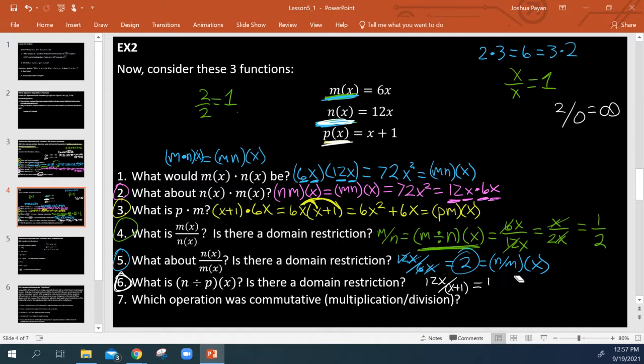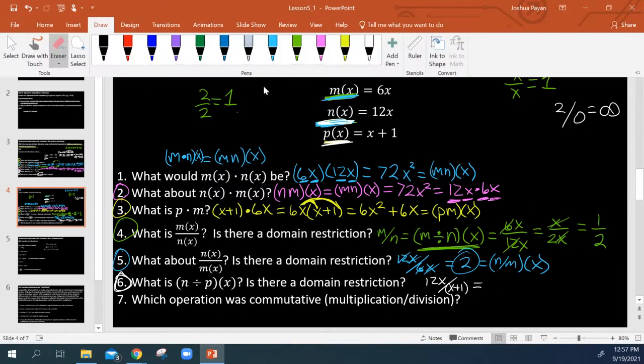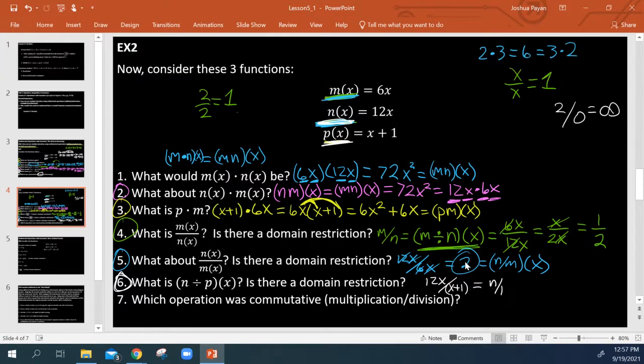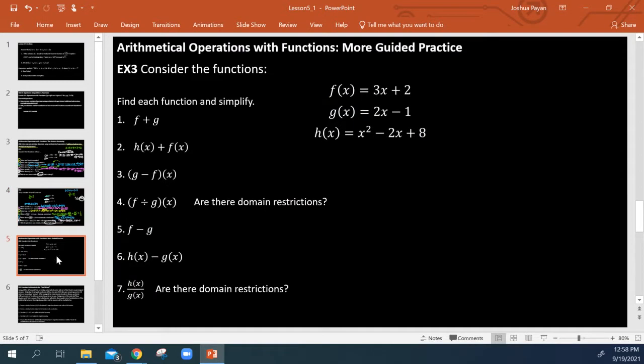So we could say 12x over x plus 1 is equal to n over p of x, but we would also have to say that x cannot be equal to -1 for precisely this reason. We'll get something infinite and crazy. Can't have that. Okay, so which operation was commutative? Well, obviously, multiplication was commutative.